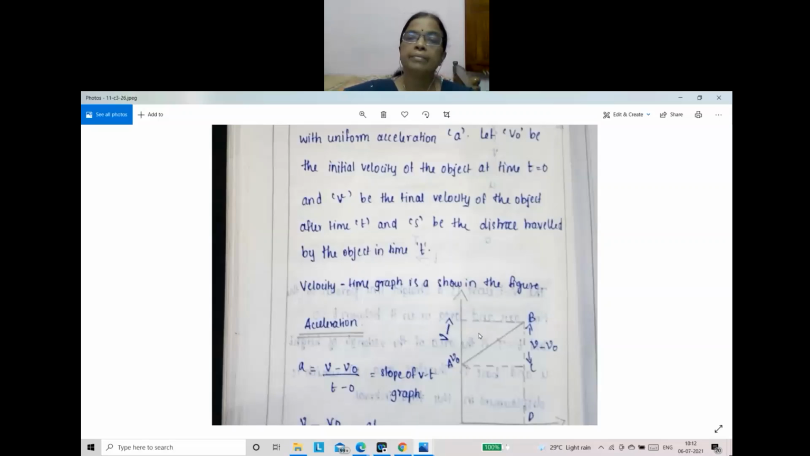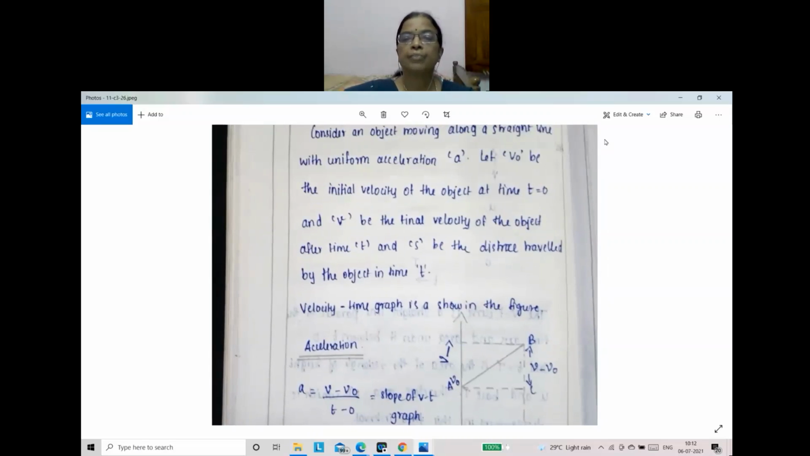So we can derive the equations of motion. I will show another graph.